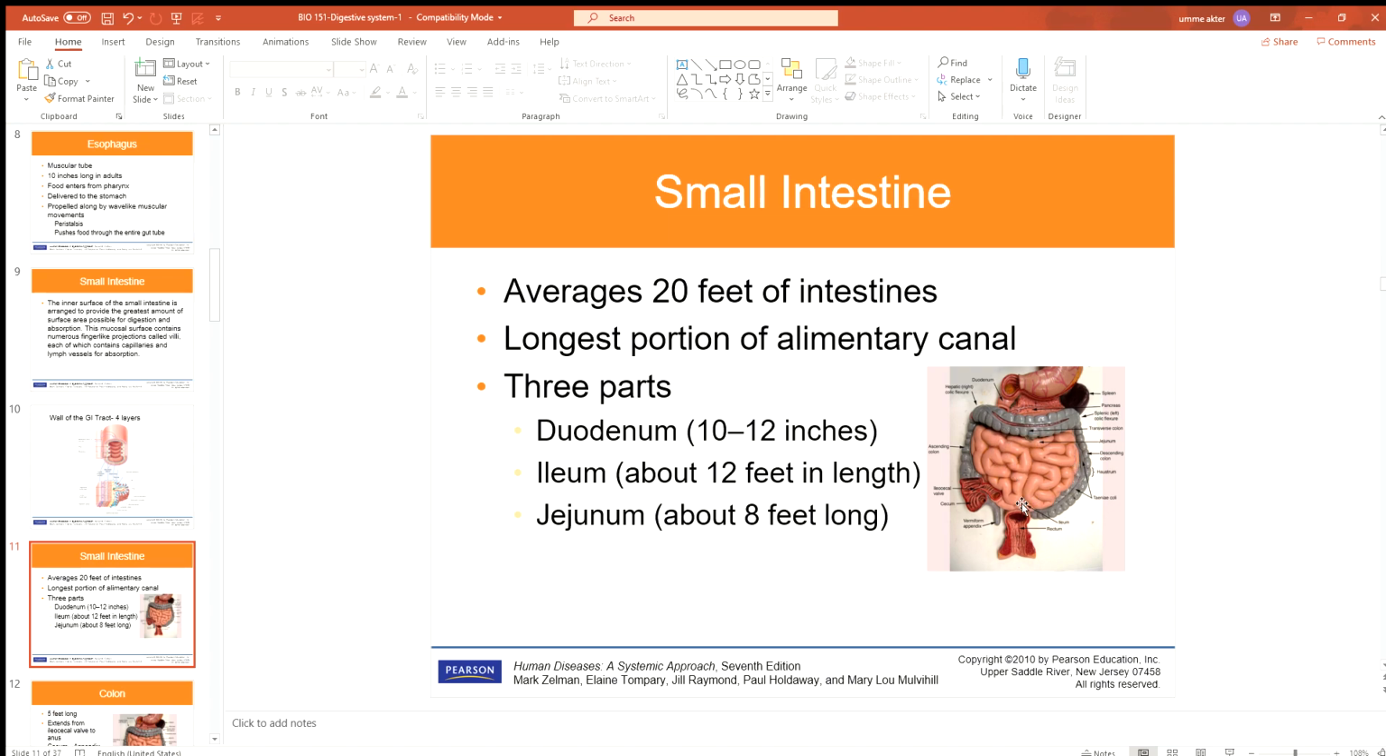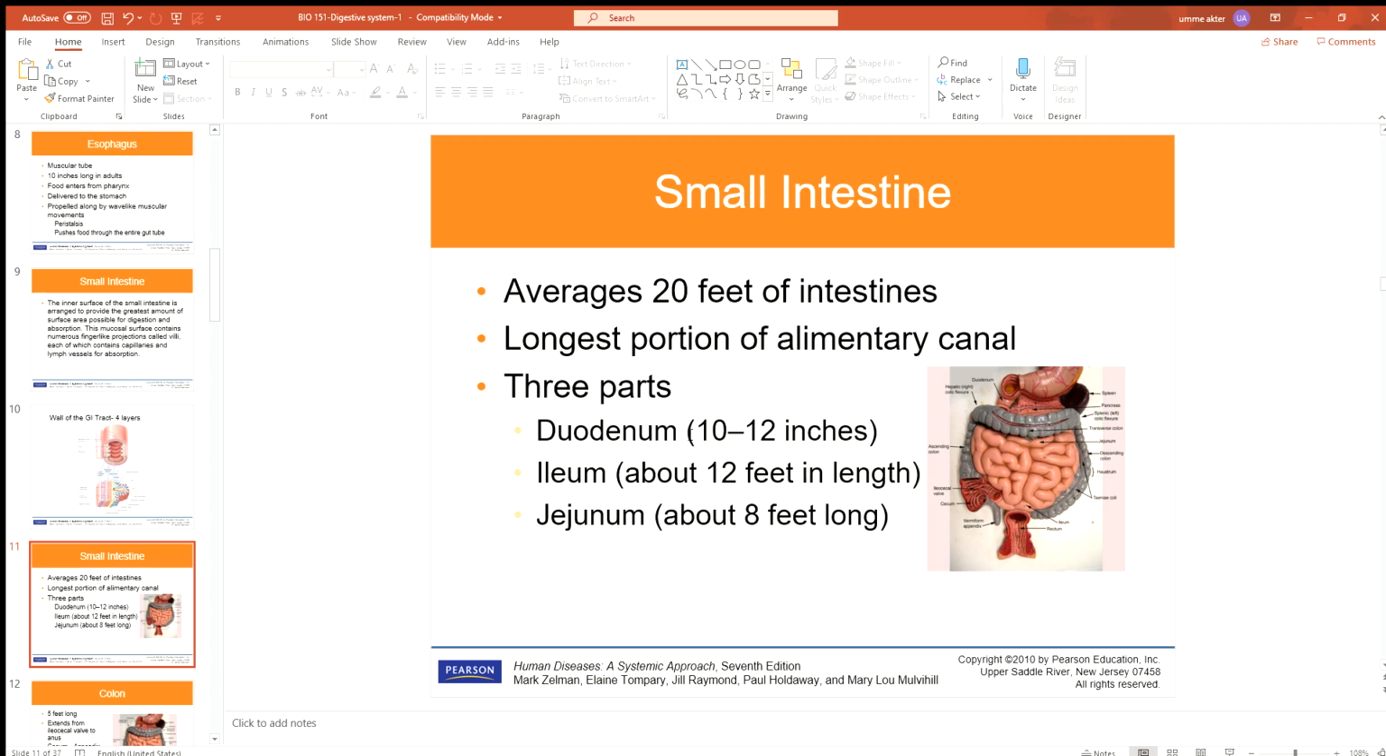Jejunum is the second part, and the last part is the ileum, and the end of the ileum is here. So the ileum ends into the cecum. Cecum is the first part of the large intestine, right? And this is the finger-like or worm-like structure called the vermiform appendix. You know about that? I already talked about that. So cecum, then ascending, transverse, descending colon, and then sigmoid colon, then rectum, anal canal is here, and anus.